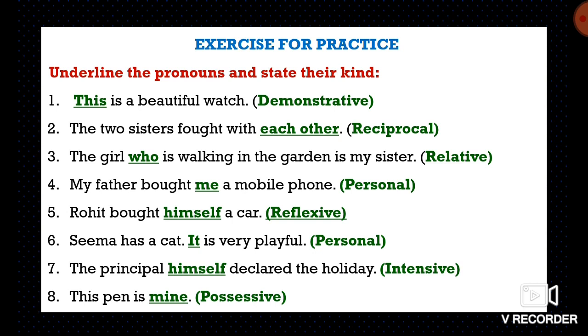Fourth, my father bought me a mobile phone. Here, me is personal pronoun. Fifth, Rohit bought himself a car. Himself is a reflexive pronoun. Sixth is, Seema has a cat. It is very playful. It is a pronoun and it is personal pronoun because it stands for cat.